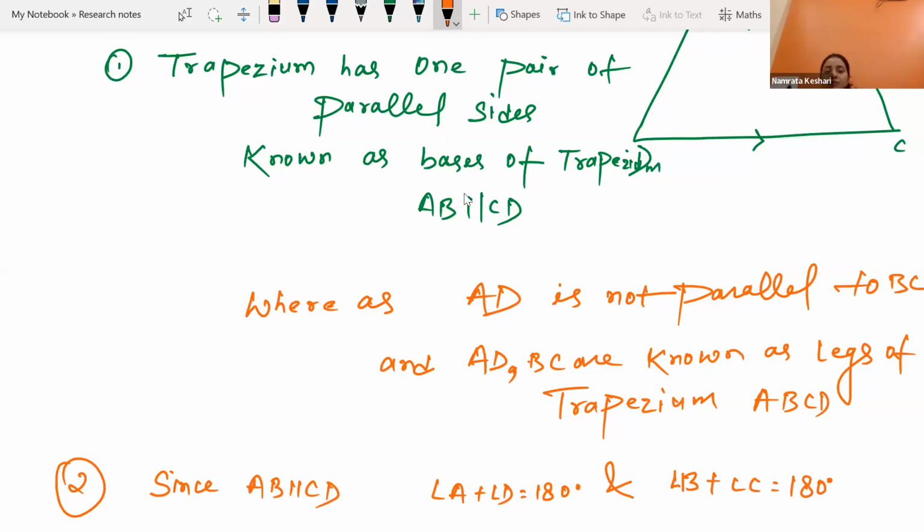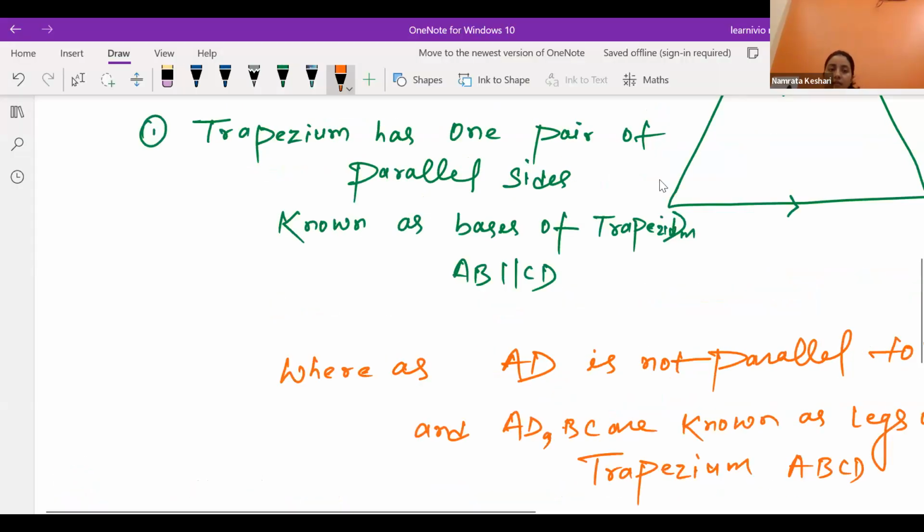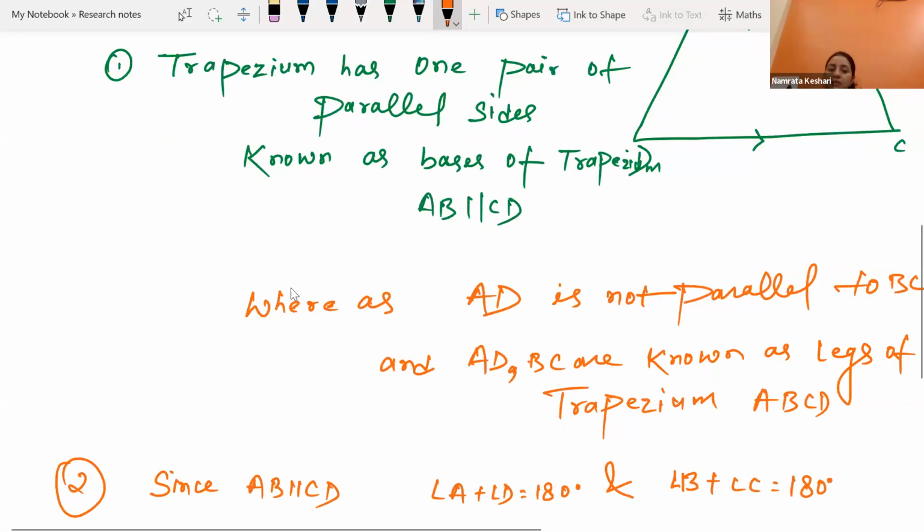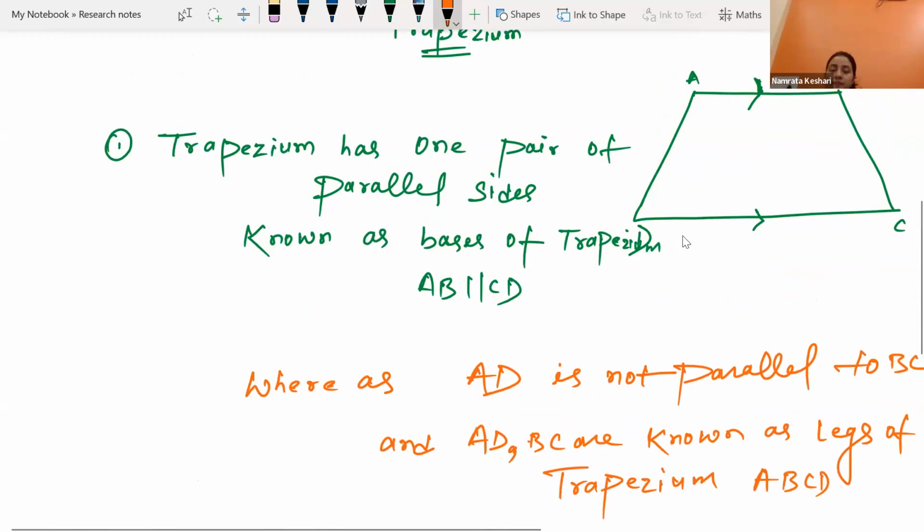Let's move on. Once you are done, I'll scroll down. Co-interior angles, because they are on the same side of the transversal. Once you are done with noting down, please let me know. And beside this one, please note down the figure also.